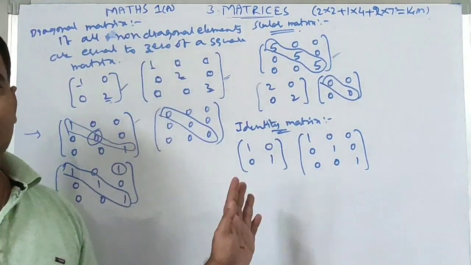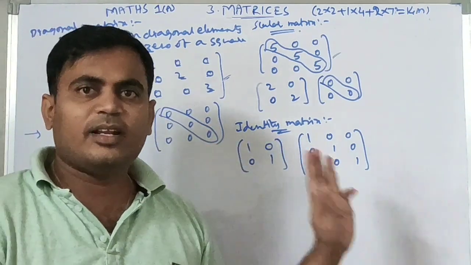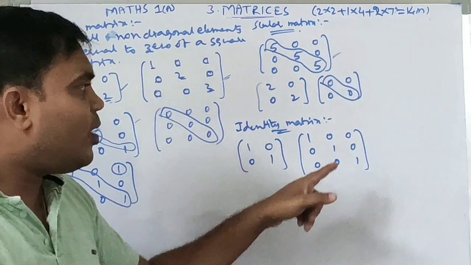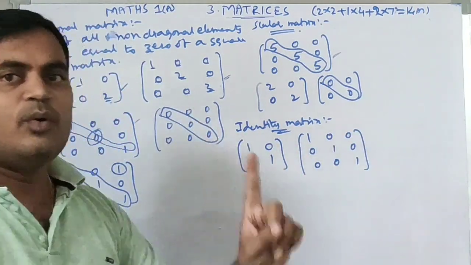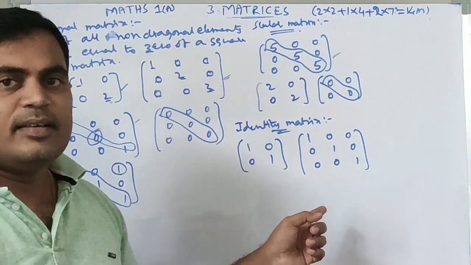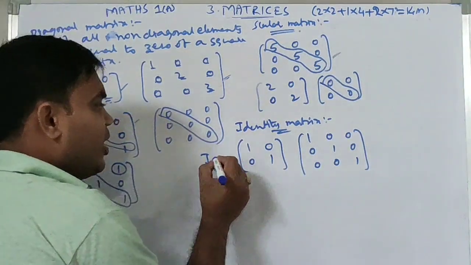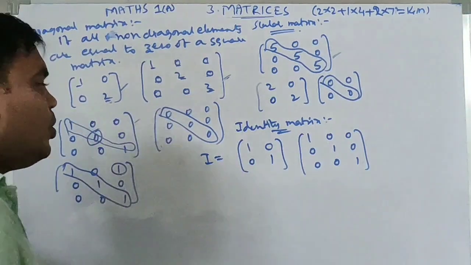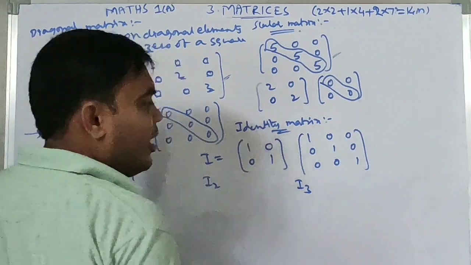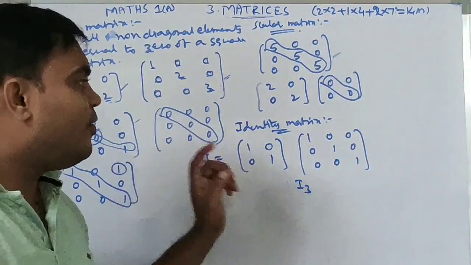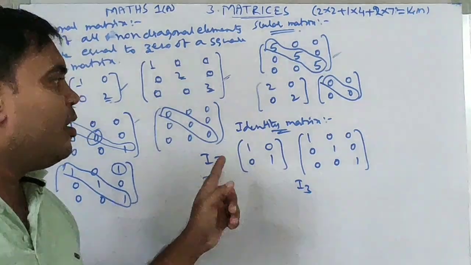The identity matrix is unique: only one example for 2 by 2, and only one for 3 by 3. If we observe, all the non-diagonal elements are equal to 0 and diagonal elements are equal to 1, so it is an identity matrix. We usually denote the identity matrix with a capital I. Since it's order 2, we call it I2, and I3 is the identity matrix of order 3.